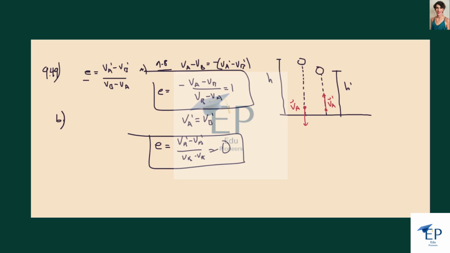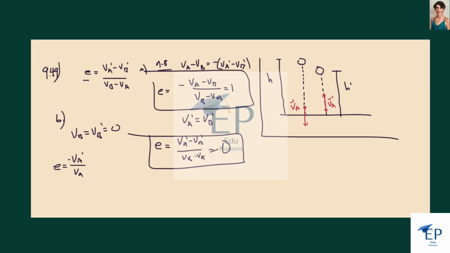Part B says a simple method for measuring the coefficient of restitution for an object colliding with a very hard surface like steel is to drop the object onto a heavy steel plate. This is what we have shown over here on the right. It says determine a formula for E in terms of the original height and maximum height reached after the collision. Okay, so in this case, we know that VB equals VB prime equals 0 because the steel plate doesn't move. So that means E is just negative VA prime over VA.